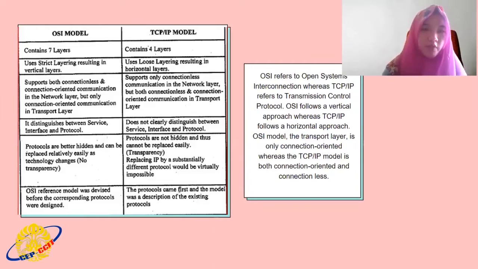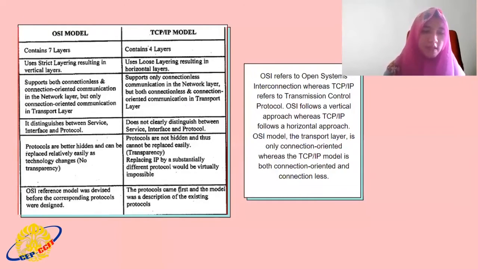OSI model protocols are better hidden and can be replaced relatively easily as technology changes, whereas TCP/IP model protocols are not hidden and thus cannot be replaced easily. Replacing IP by a substantially different protocol would be virtually impossible.